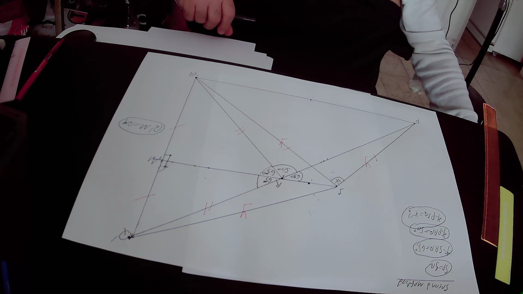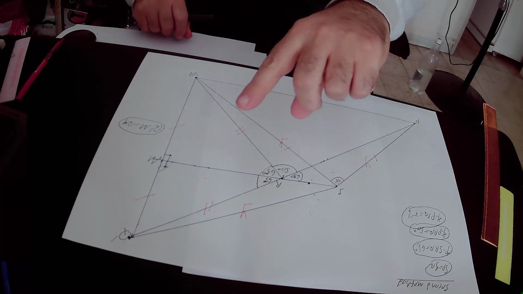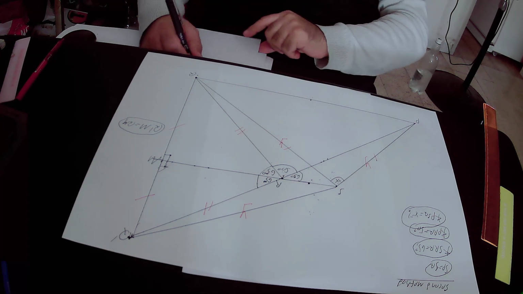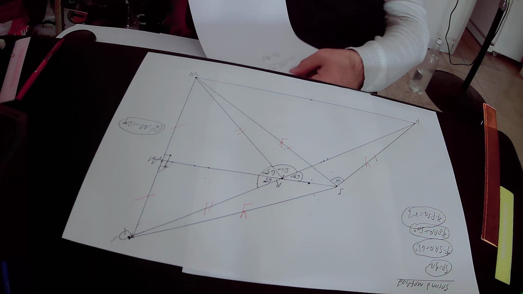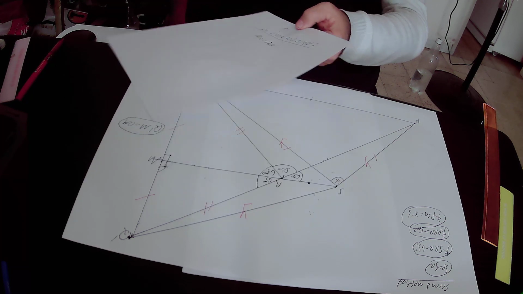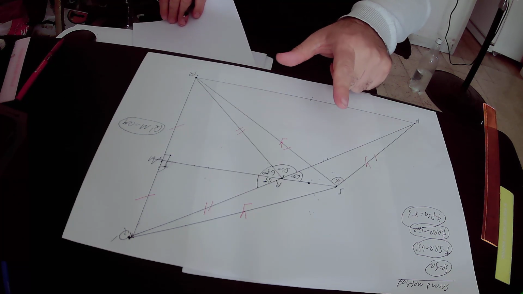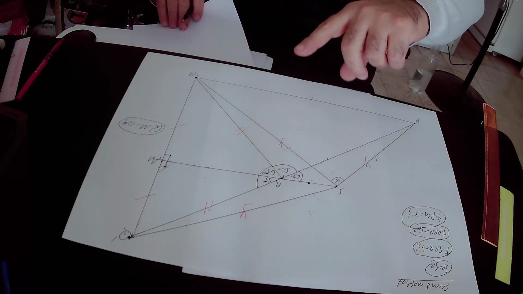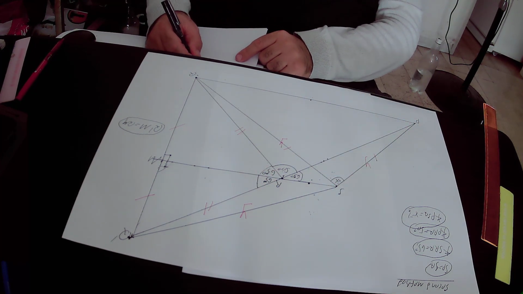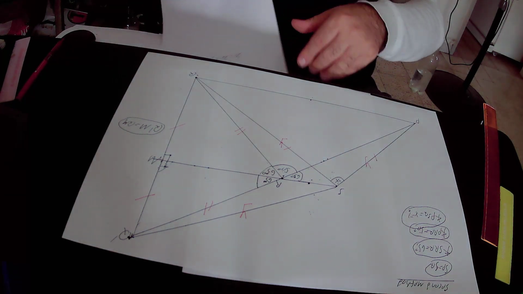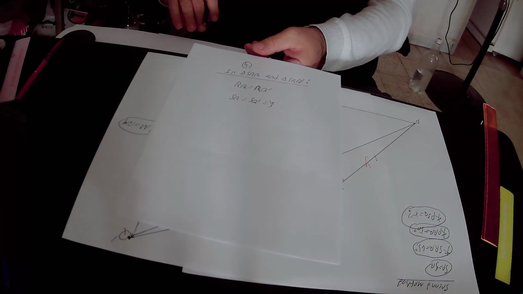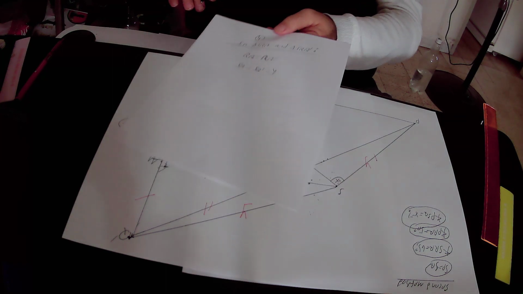First of all, we have already proved that RQ equals RQ dash. We just now proved that SQ equals SQ dash. Both of them are equal to Y according to our definition.